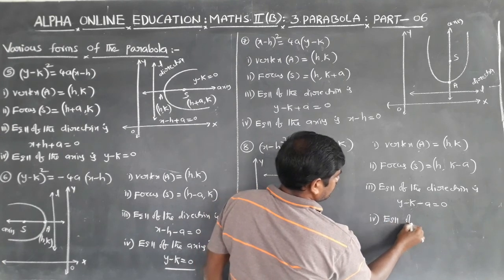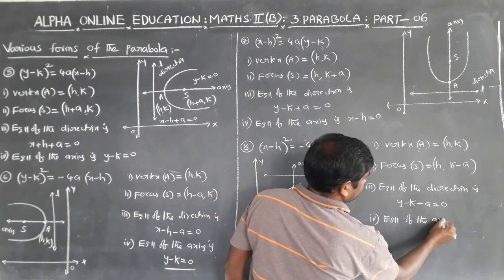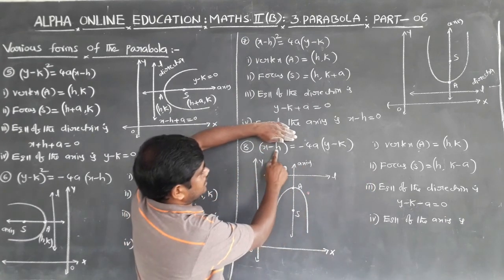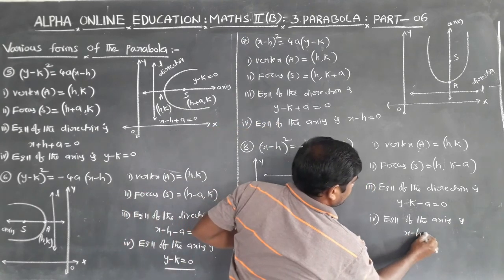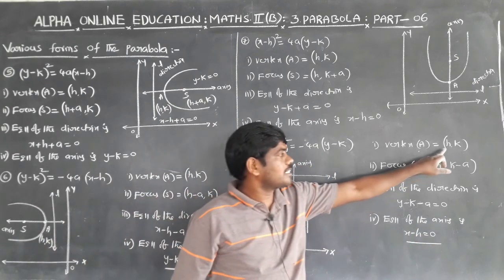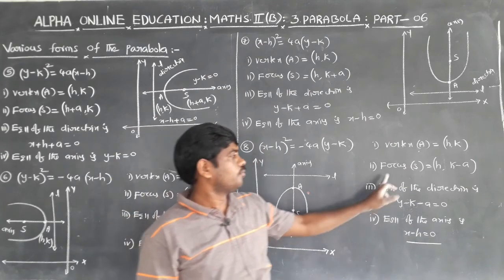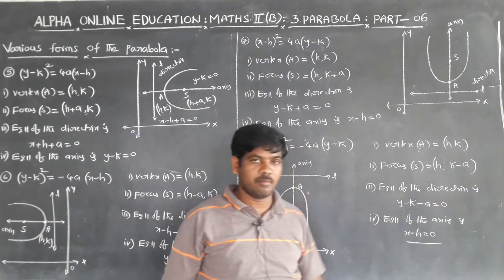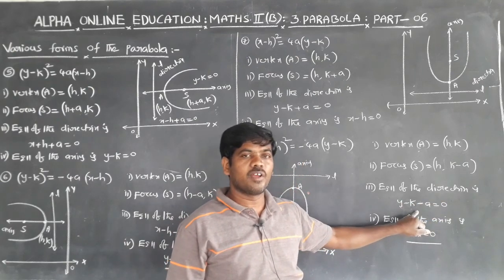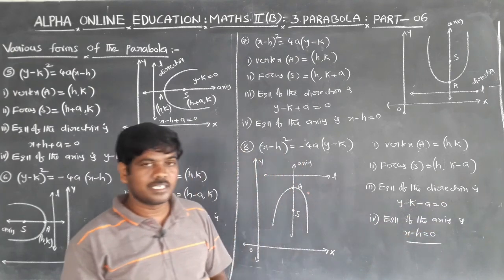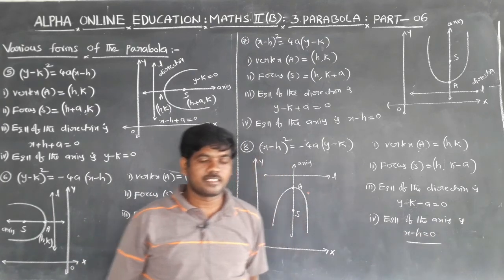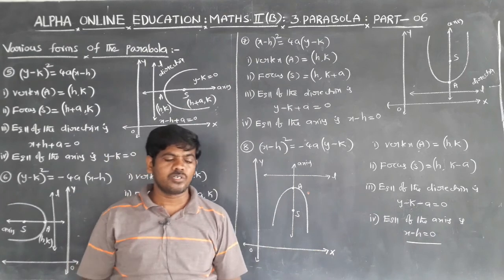Next one, equation of the axis. Equation of the axis x minus h is equal to 0. Vertex h comma k, focus h comma k minus a. Equation of the directrix y minus k minus a is equal to 0. Equation of the axis x minus h is equal to 0.